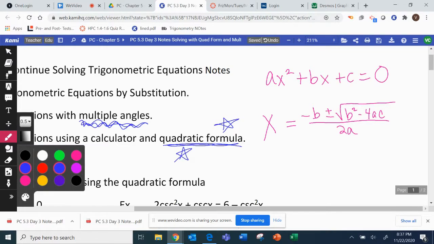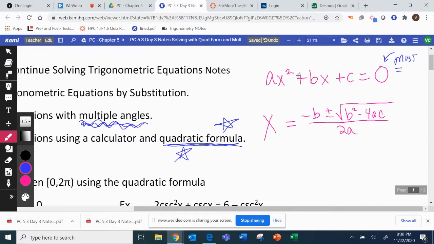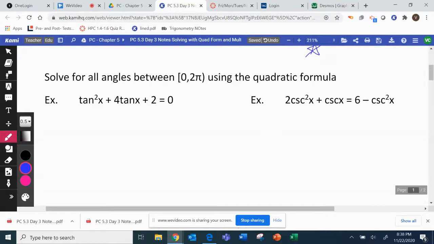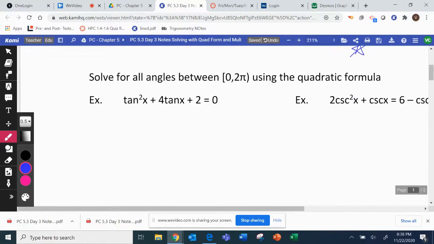So what you notice is that it has to equal 0, and has to be in the correct order, so you can find a, b, and c. Only what we are doing is not going to be with x's. It's going to be with tangent x, or cosecant x, or sine x. It's going to be something more than just x.